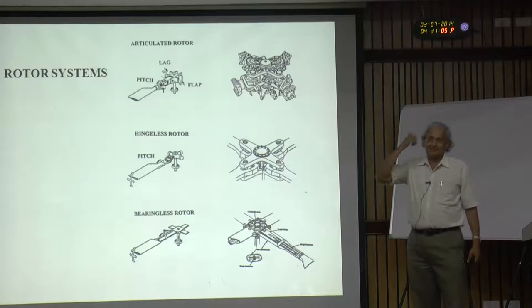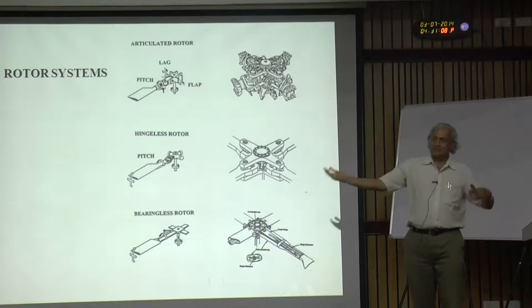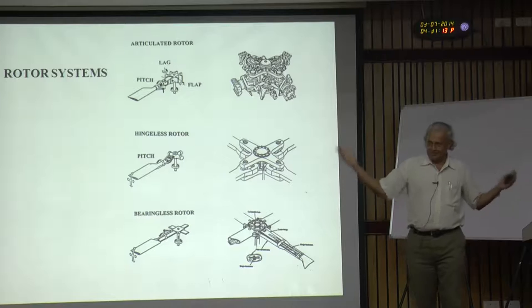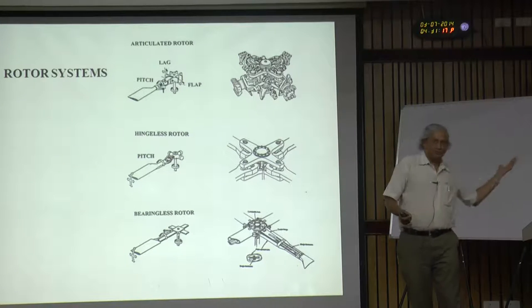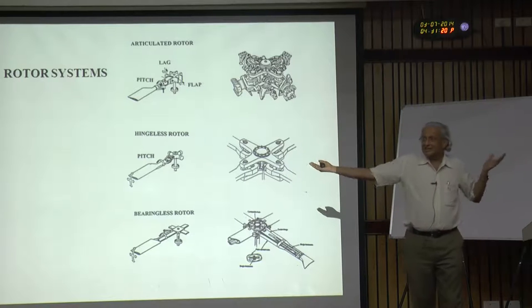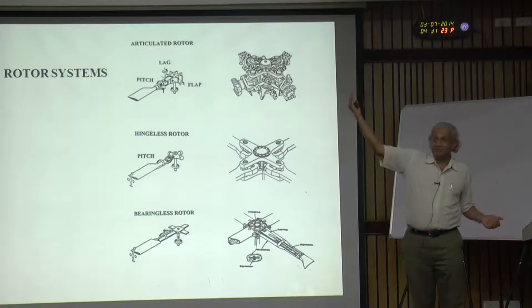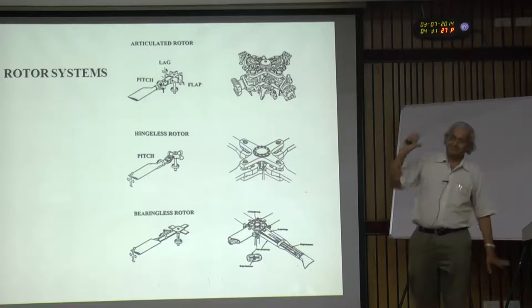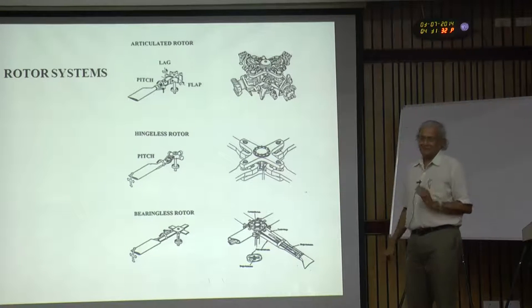Otherwise, initially when they were flying the helicopter, the helicopter would roll because the load on one side is more and on the other side is less, the aerodynamic load. Because on one side the blade is going forward and on the other side the blade is going backwards, there is a relative air difference. Because of that, the lift on one side will be more and on the other side less, so the helicopter will topple. To avoid that movement, they put a hinge.